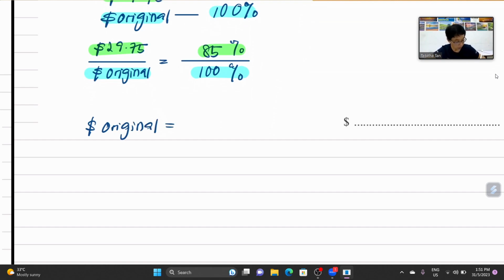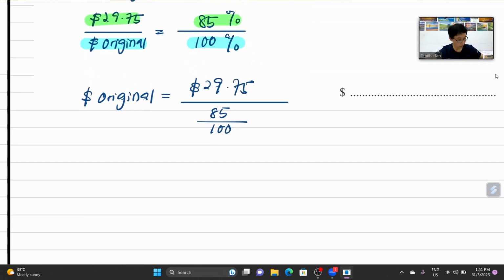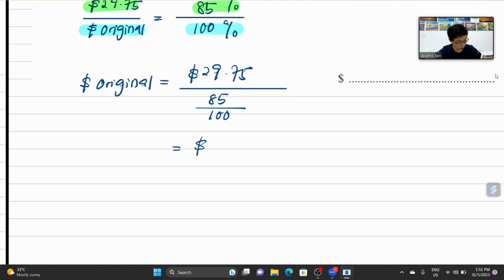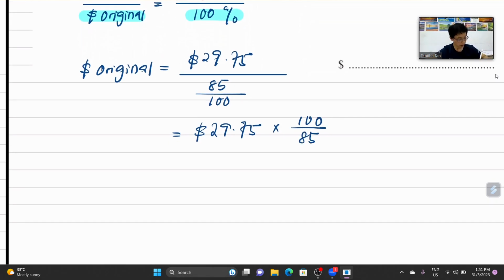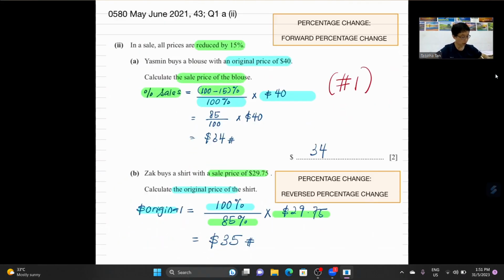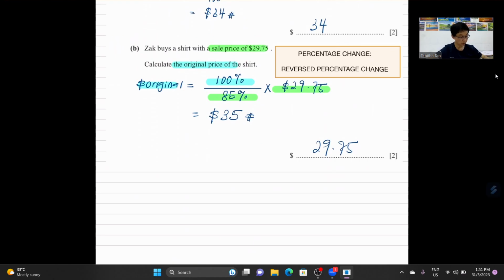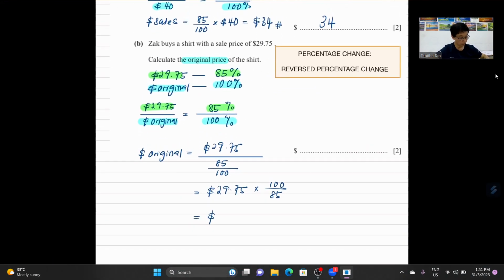Now let's go to the original, which equals $29.75 divided by 85 over 100. And you can also write it by bringing up the fraction denominator, and that will give you the same answer as you got here. So that will be 20.